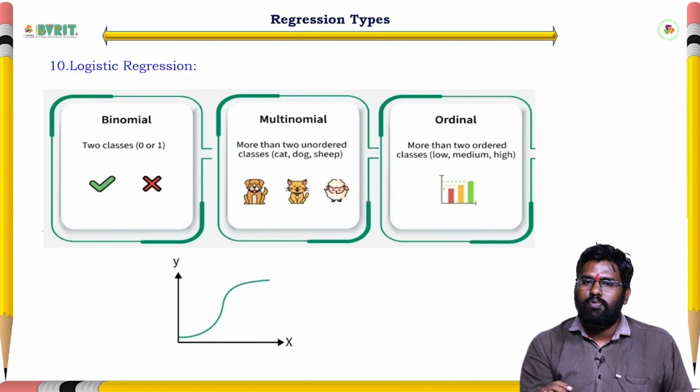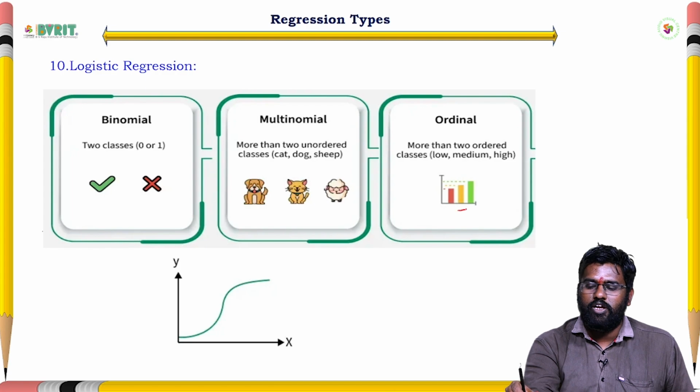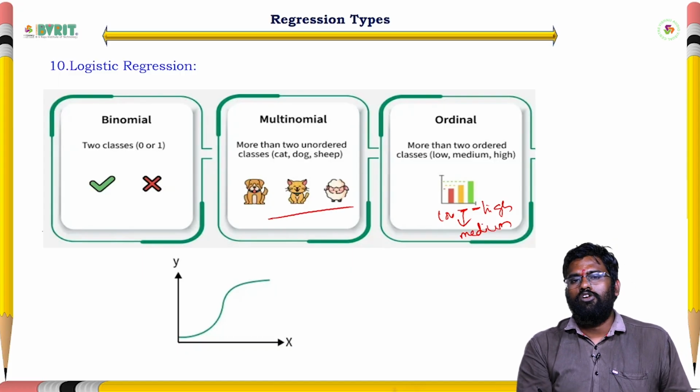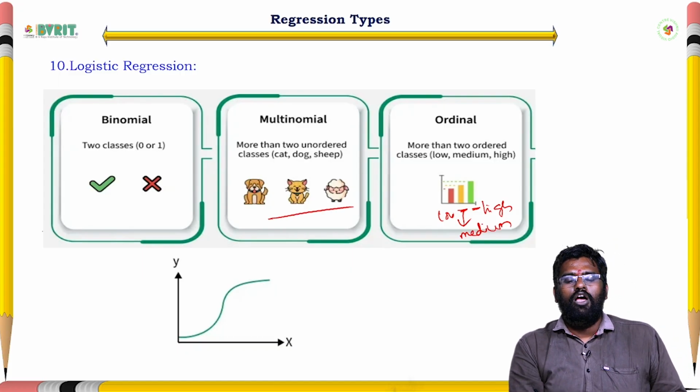Ordinal means they compulsorily need to follow some order. First they need to take low, then medium, and then high value. In unordered format, they don't need to follow any order, like high, low, then medium. That is called logistic regression.